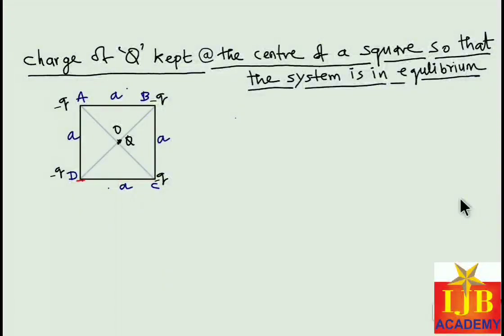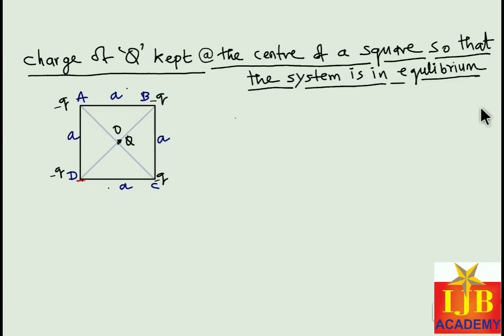Dear students, in this video we are going to discuss the charge of capital Q, which is kept at the center of the square. In all four corners we have charges minus Q at each corner. So at A we have minus Q, at B minus Q, at C minus Q, and at D minus Q. We want to find the value of this capital Q so that the system is in equilibrium.